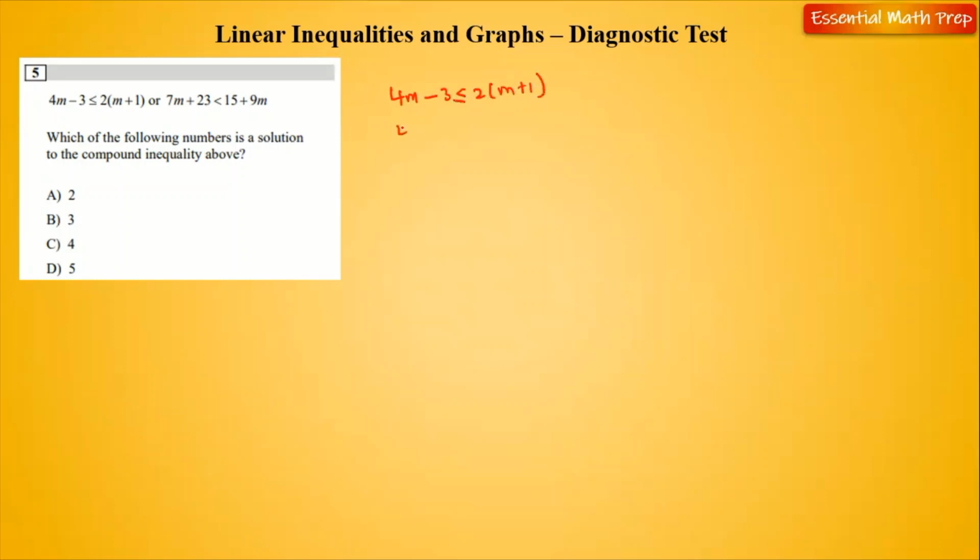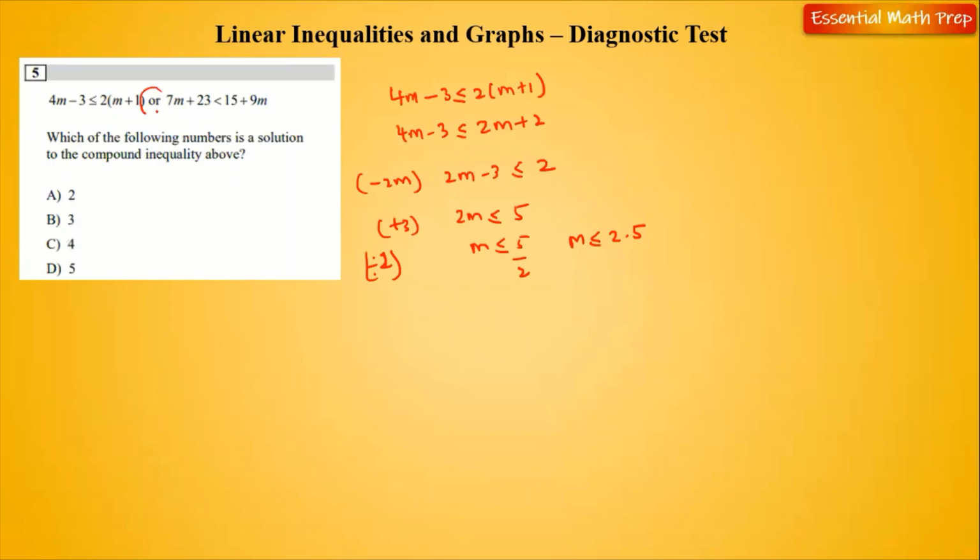You have to simplify it as 4m minus 3 less than 2m plus 2. You can subtract 2m on both sides, which would give you 2m minus 3 less than or equal to 2. You can add 3 on both sides, 2m less than or equal to 5. You can divide by 2 on both sides, so m is less than or equal to 2.5. It says "or", right? So only one of these inequalities will contain the answer. We don't know which it is. You have to figure out the second one as well.